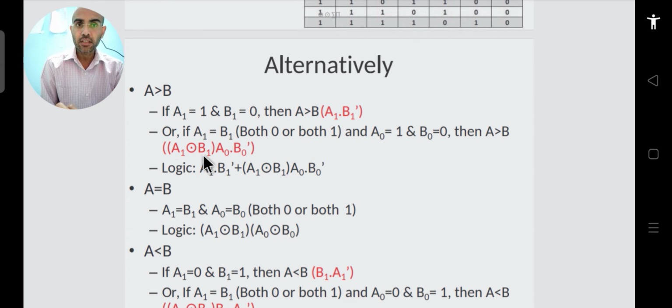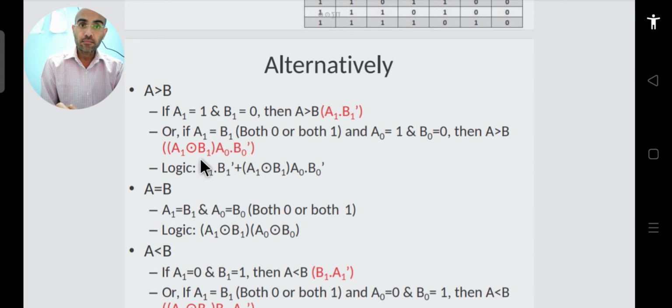So we have written an equivalent gate here, A1 XNOR B1, and we have used an AND for this. What is the case? A0 is non-complemented, so you put A0, whereas B0 is complemented, as you can see B0 is equal to 0, so you write a complement here. So for this case also, A will be greater than B. So for these 2 cases, the output will be A greater than B.